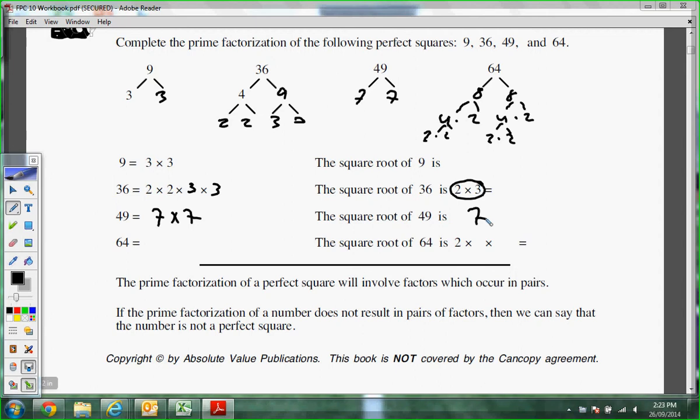64, we got it down to, they broke it down 2 times 2. I bet you. What are they putting there? Oh, gotcha. Okay, 8.